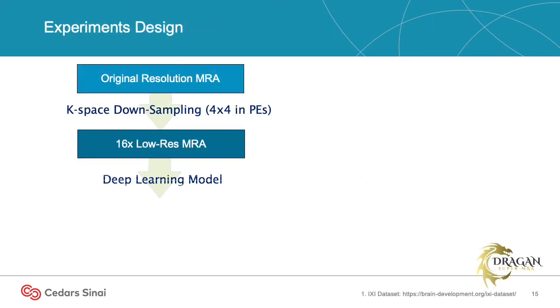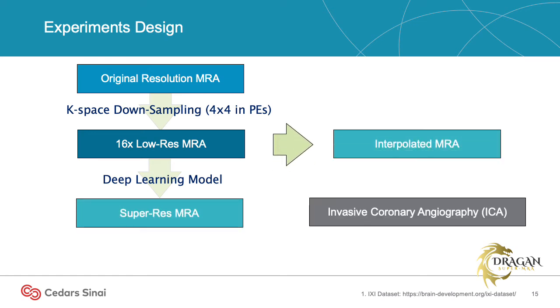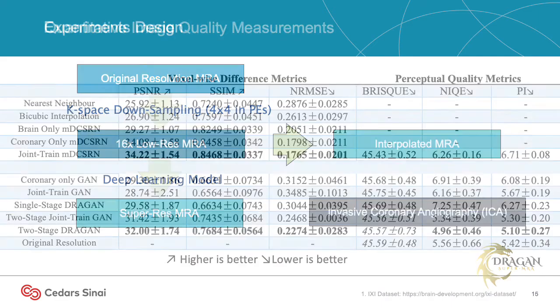In this experiment, we first reduce the resolution of MRA by k-space truncation. Then we train the model to recover the sharpness to get super resolution images. Then we compare the original resolution, super resolution, and other upsampling results to evaluate the performance.